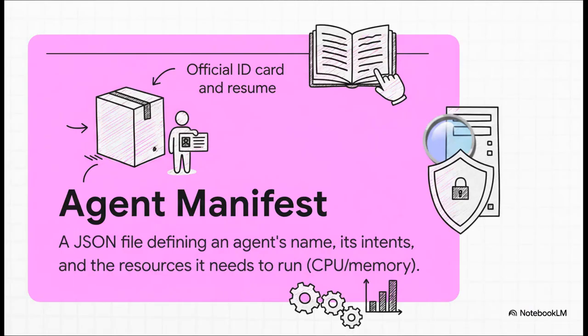So inside every single container, there's a little file called an agent manifest. You can think of it like the agent's official ID card and its resume all rolled into one. It tells the host platform everything it needs to know: who the agent is, what its declared intents are, and exactly what resources like CPU power and memory it's going to need to do its job. This lets the host manage everything safely and super efficiently.